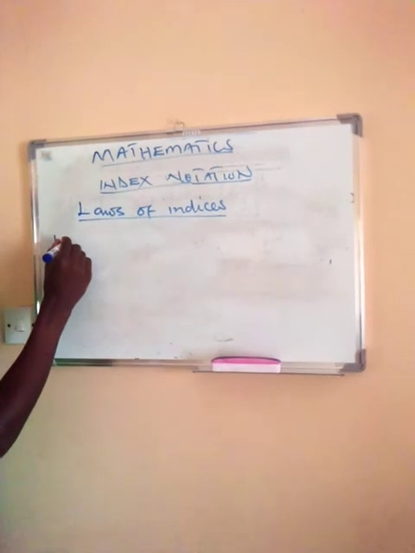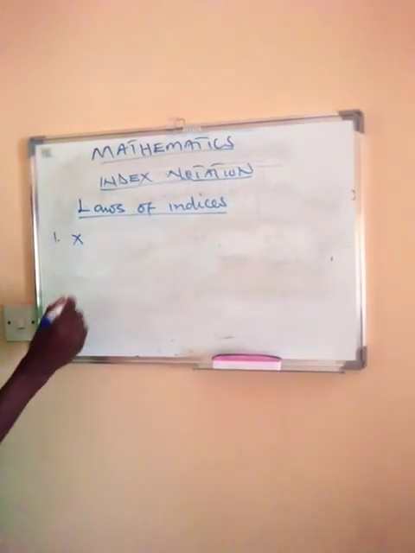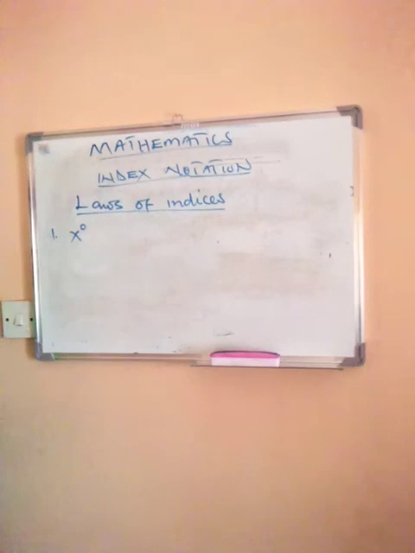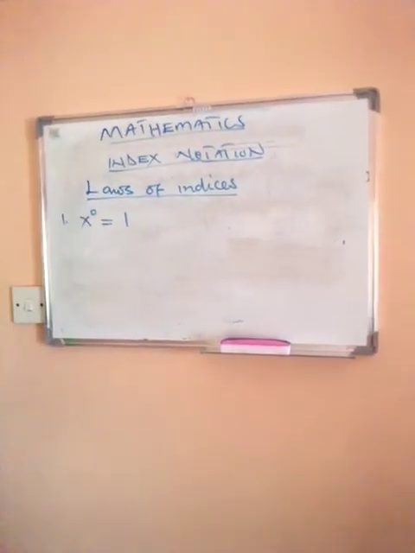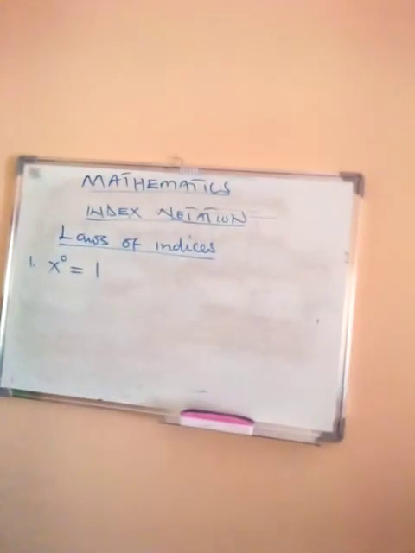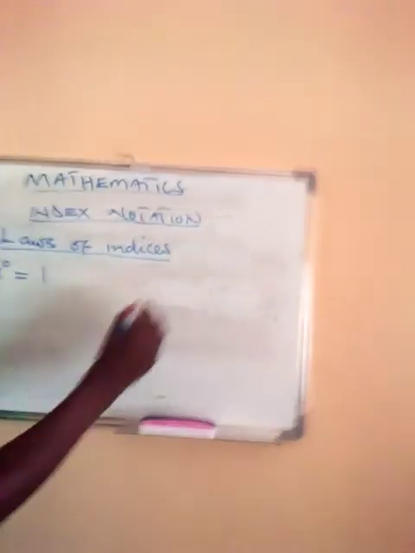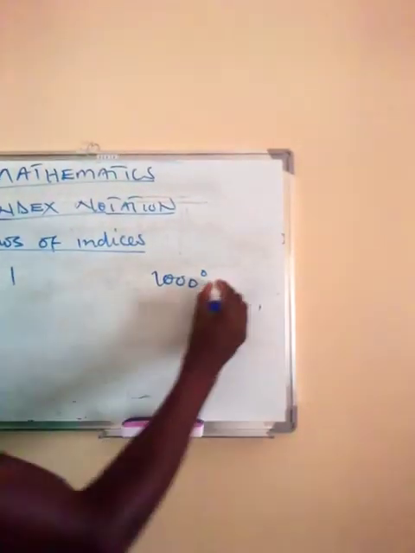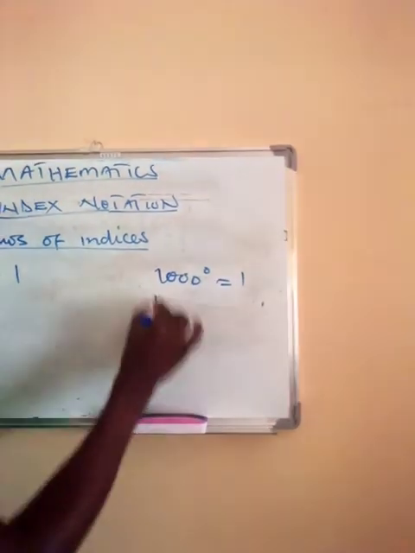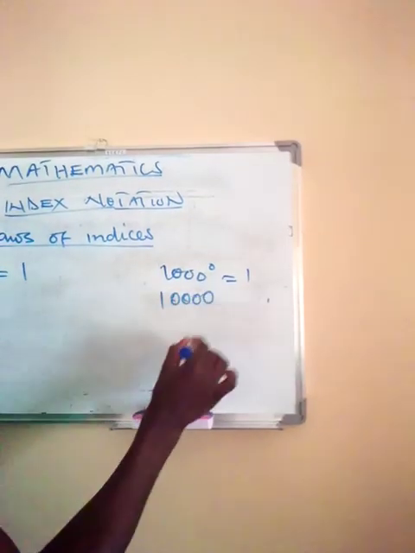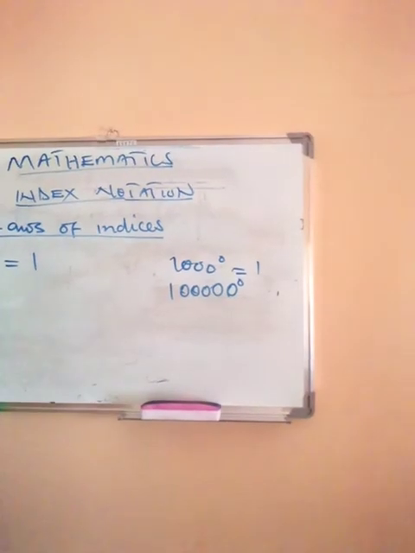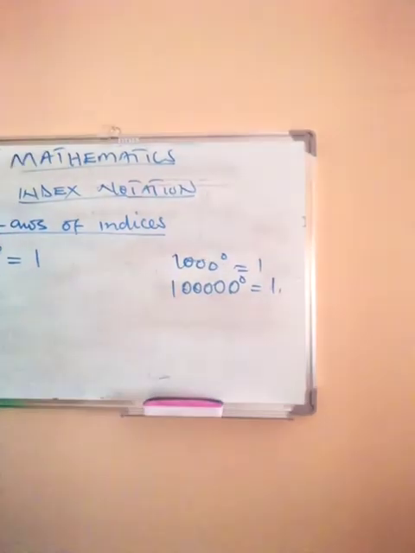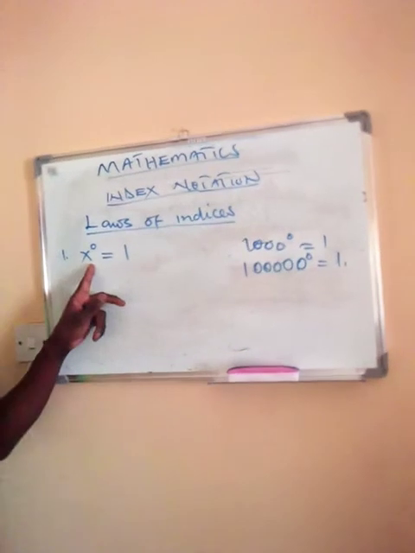When you have a base, and this base has a power of 0, this simply means that the answer that you get is 1. So when you're multiplying any base, it can be 1000 power 0, as long as it has a power of 0, just know that the answer is 1. Even if it is 100,000, as long as there's a power of 0, the answer is 1. So this is law number 1.